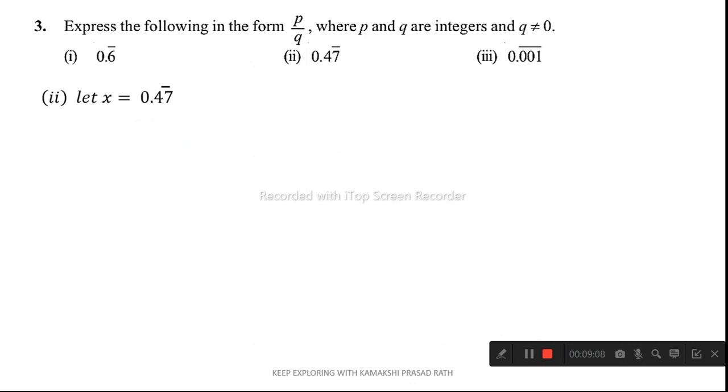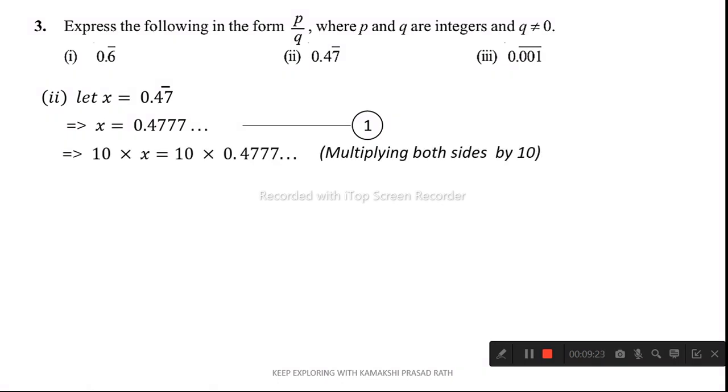That is 0.47 with the bar over the 7. So this can be written as 0.47777 and so on, because here the bar is over 7, so 7 is getting repeated. So let x equal 0.4777. So here first we'll multiply by 10 on both sides. Now why are we multiplying by 10? We need to bring our decimal point just before the repeating digits.